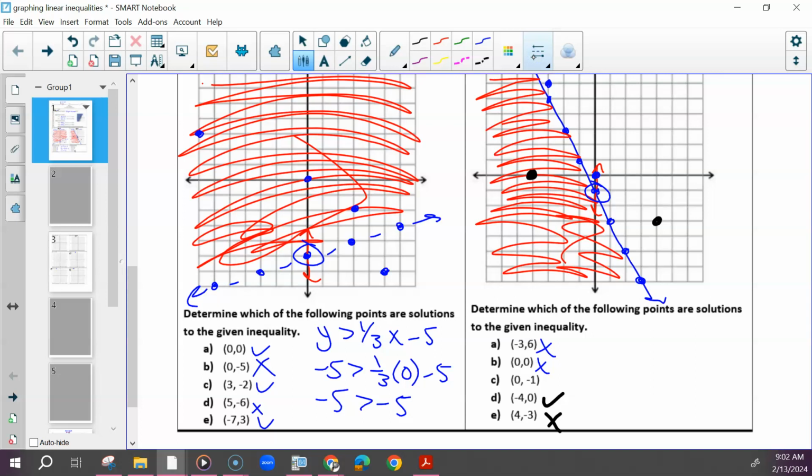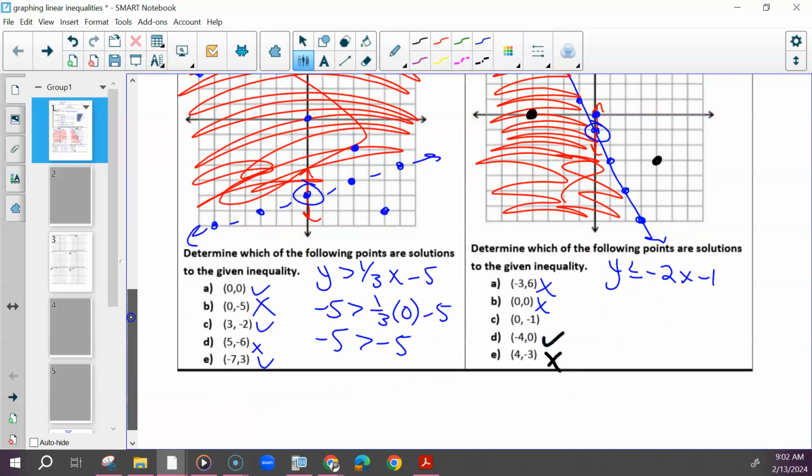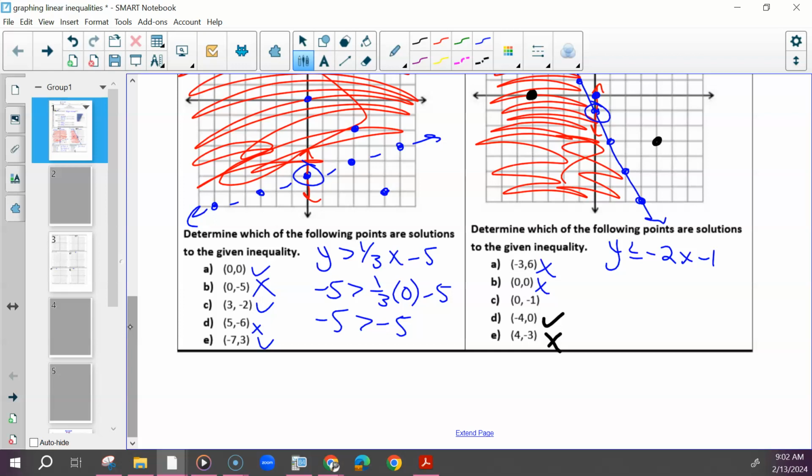So for the 0, -1, opposite of what we just did, if it falls on a solid line, it should be a solution, but you can still double check. If I take the inequality and I put that ordered pair in for x and y, is this a true statement? Yes. It is less than or equal to, so that would be a solution. Questions on that? Go ahead to the next page.